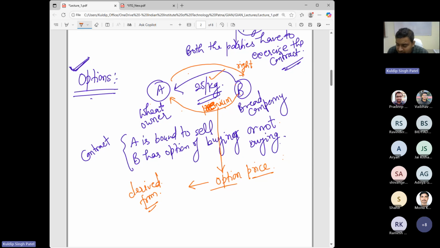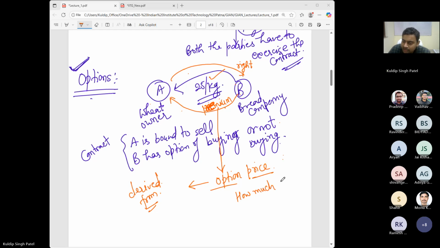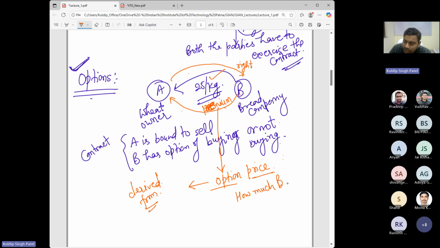So now one research problem is on the screen. What is the research problem on the screen? Simple: how much should we pay?